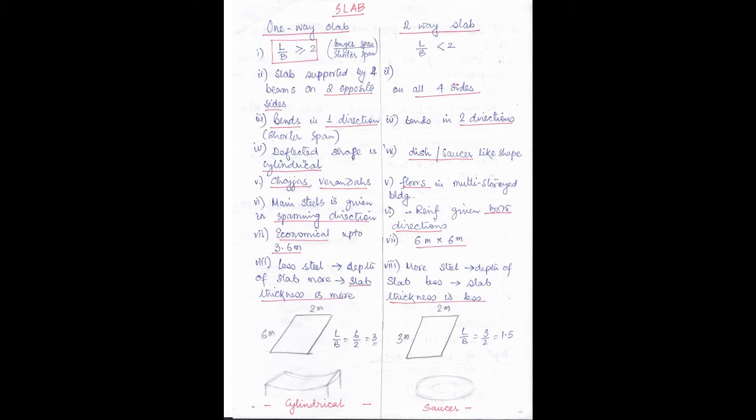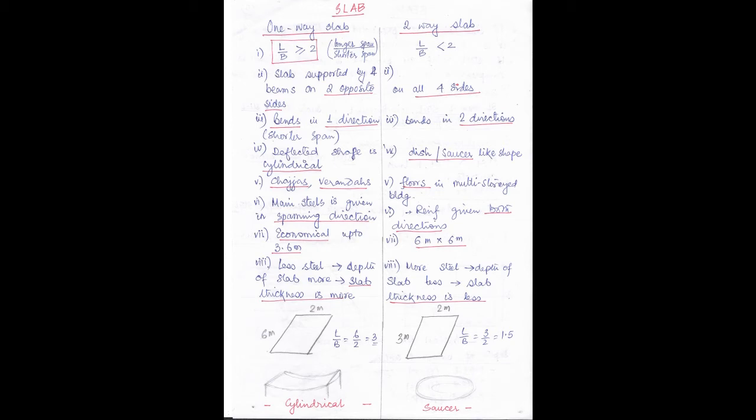Second point. In case of a one-way slab, the slab is supported by beams on two opposite sides. But in case of a two-way slab, it is supported on all four sides. In case of a one-way slab, it bends in one direction, that is, it bends along the shorter span. But in case of a two-way slab, the slab bends in both directions.